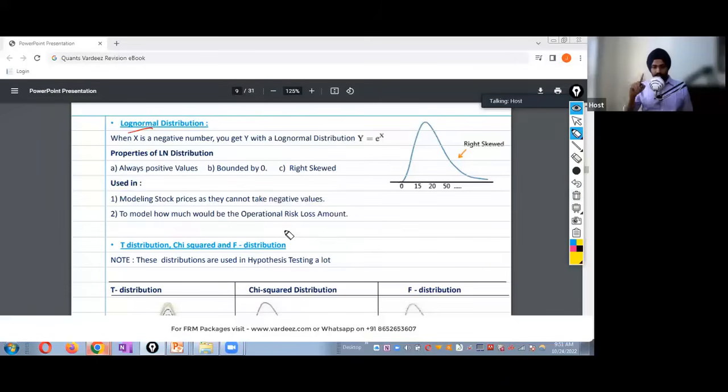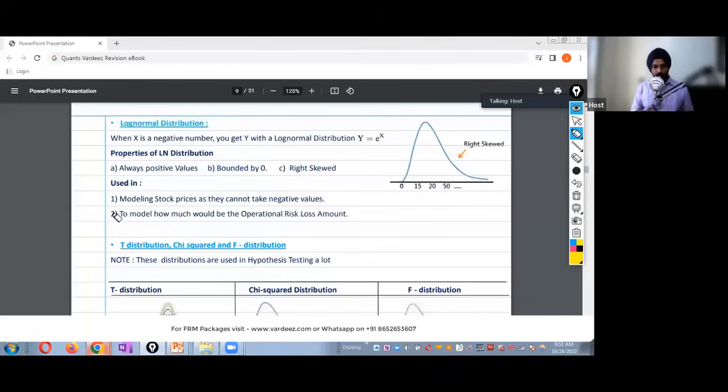Second thing, in your operational risk chapter, you would see that log normal distribution is used to find out how much is the risk loss, the operational risk loss amount. How much is my amount? Okay, so that's when we use the log normal distribution. I've put this here so that when you go to that chapter, you're going to come back to this thing over here as well.